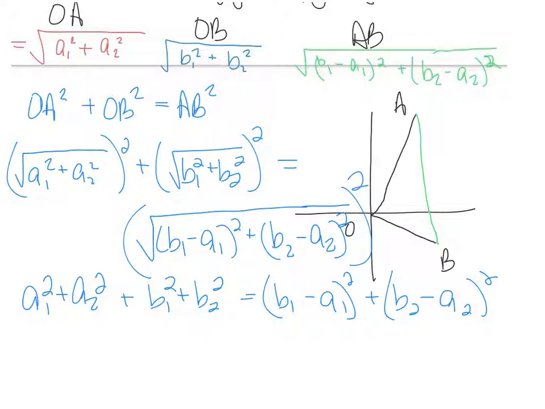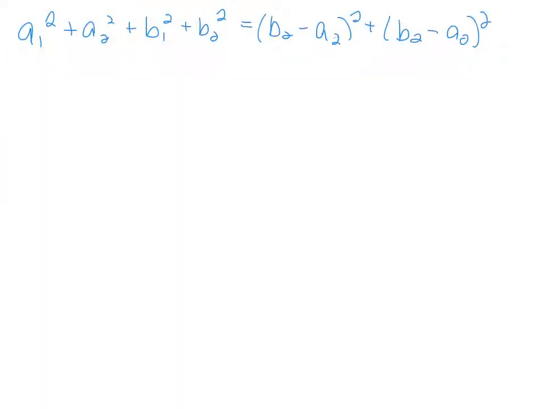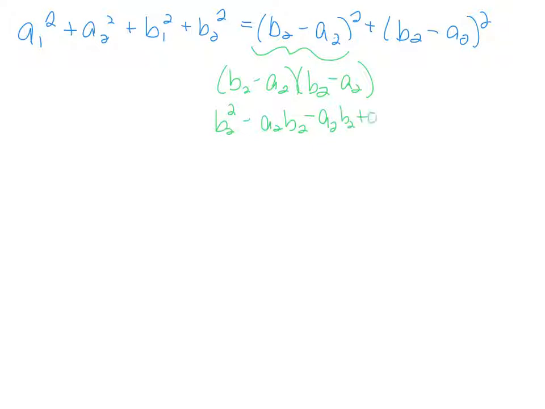You guys remember foiling? Yeah, don't roll your eyes. I'm going to foil. Actually, I'm going to do a new slide. Pause. Okay, what I'm going to remind you of here is foiling. So that right there is really B2 minus A2, B2 minus A2. Now I'm going to foil first. B2 squared, outer, minus A2, B2, inner, minus A2, B2, and outer, plus A2 squared. So B2 squared minus 2 A2 B2, plus A2 squared.